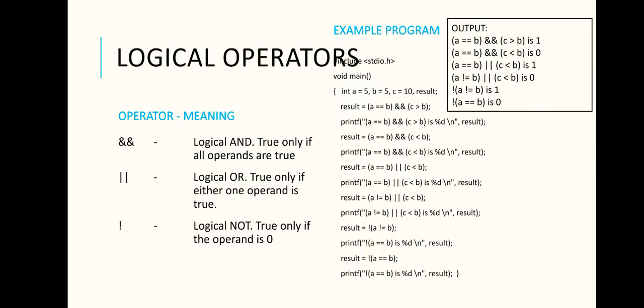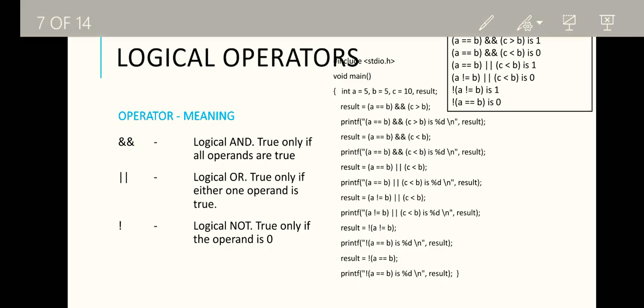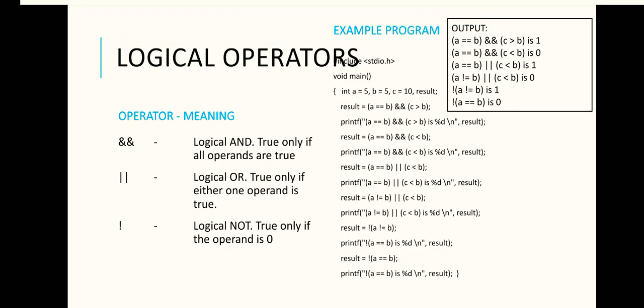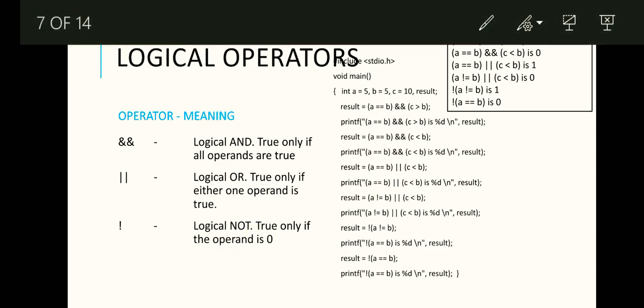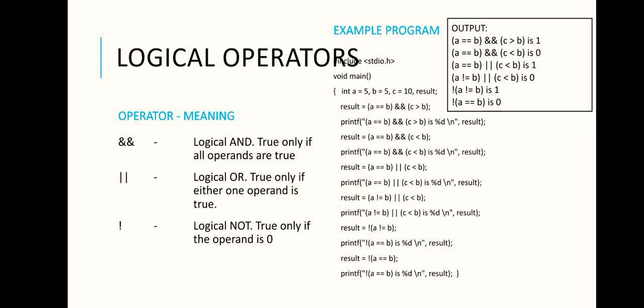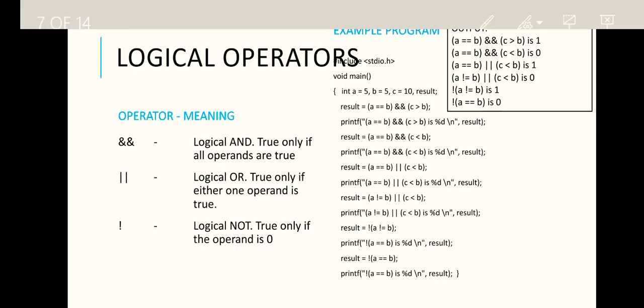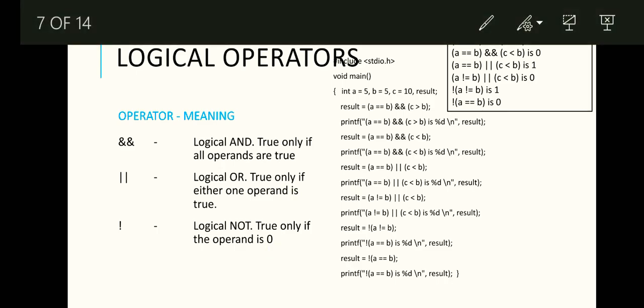Then we have the logical operators. These logical operators are of 3 types: double ampersand or logical AND, logical OR, and logical NOT. The logical AND operator returns true only if both the conditions are true. The logical OR gives true if either one of the operands is true. The logical NOT gives true only if the operand is 0.